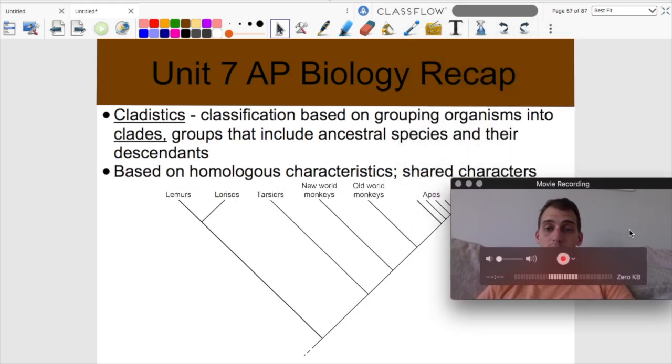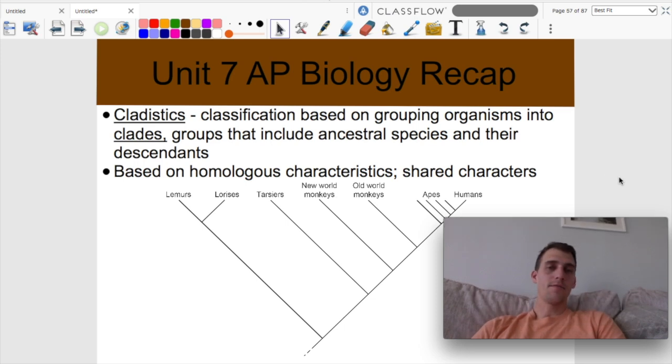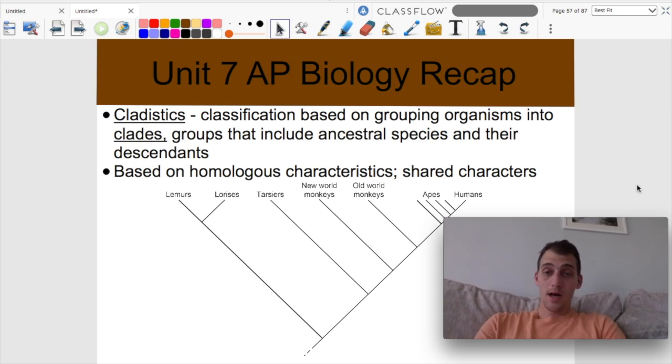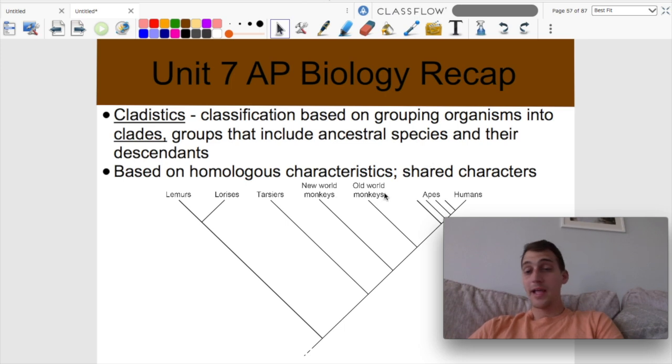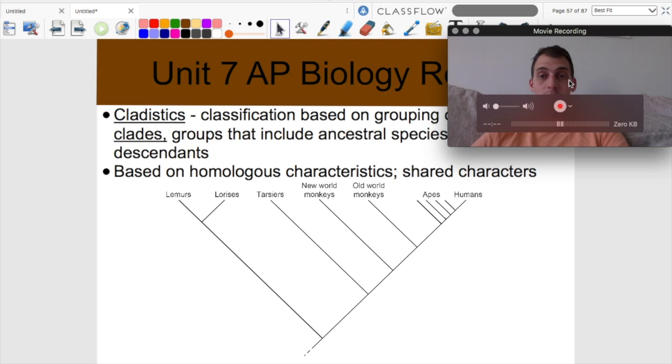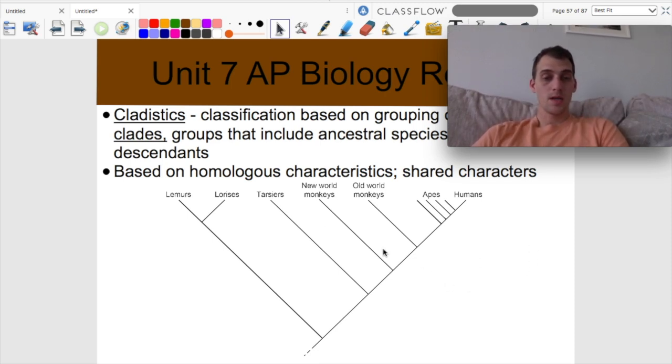So another branch of phylogeny is what we call cladistics. And this is something that you might also see on the AP exam, something called a cladogram. It's a classification based on grouping organisms into clades, or groups that include ancestral species and their descendants. And a cladogram is based on homologous characteristics, or what we call shared characters. So this is more like what a cladogram looks like.